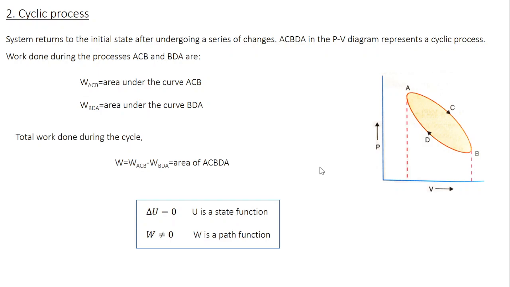It doesn't depend on the endpoints. Instead, it depends on the path taken. That's the reason, even though the endpoints are the same in the case of a cyclic process, the work done is non-zero. So this is the fundamental difference between these two. One is a state function which depends only on the endpoints. One is a path function. It depends on the path taken by the system during a thermodynamic process.